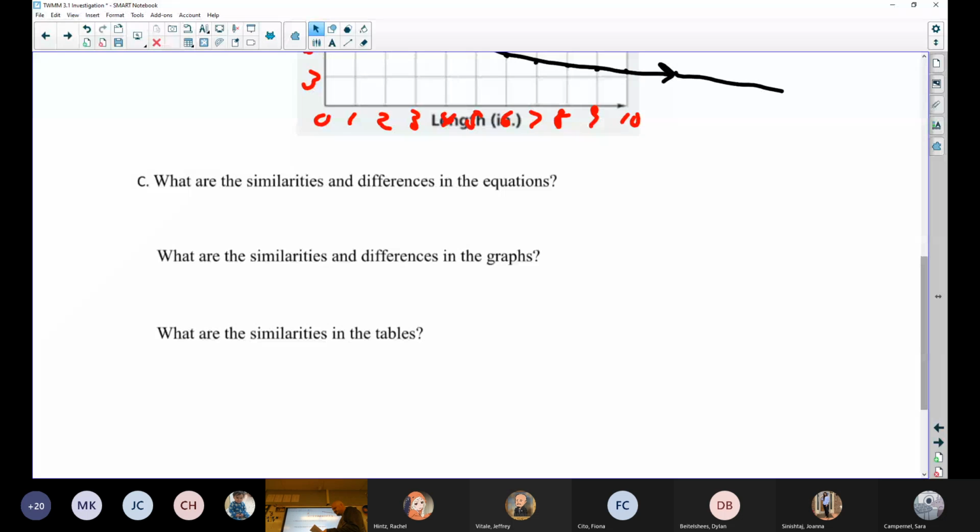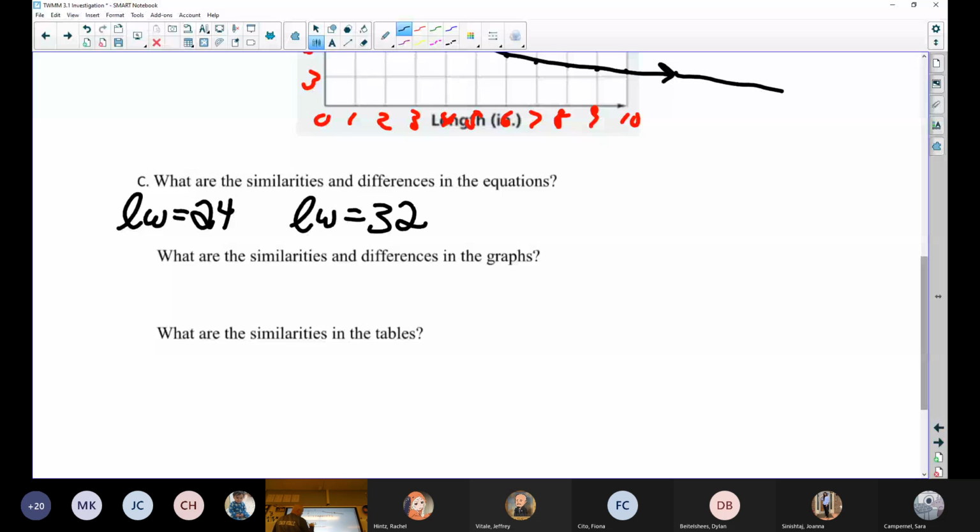So down here, it says, what are similarities and differences in the equation? Well, remember, we had length times width equals 24 for the first one, and length times width equals 32 for the second one. So the similarities were they were multiplying two numbers to give us a fixed number, right? That was similar. The equations are similar too, right? That's like having y equals mx plus b, but we can have different numbers in that equation to make different lines.